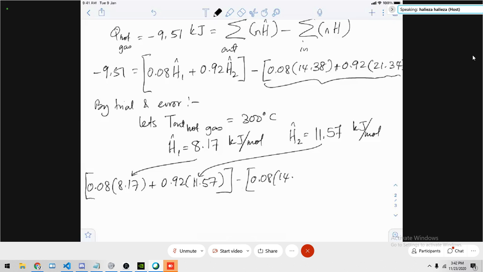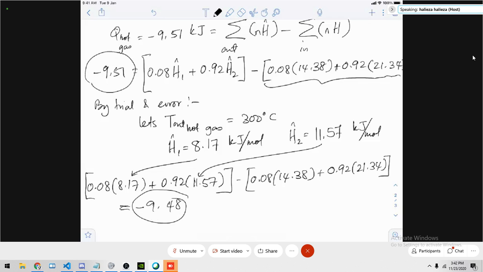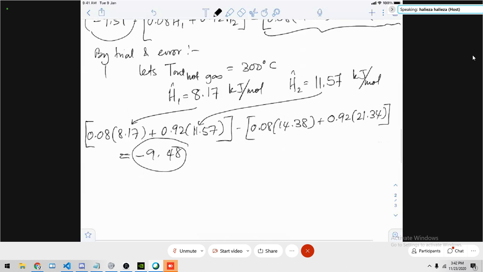Repeat the calculation for the inlet, 21.34. So, Aiman, what did you get? Negative 9.48. Thank you. That's not close to the answer, which is negative 9.51. So that means 300 is the wrong temperature. Let's do a second trial. This is your first trial; the second must be somewhere lower than that.